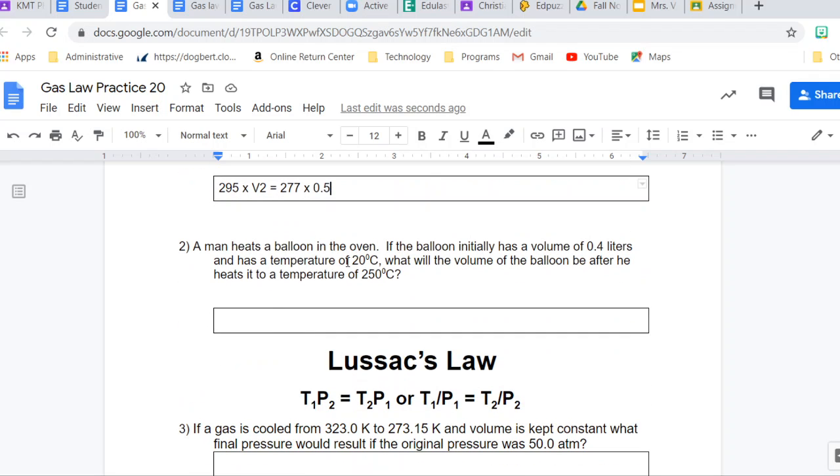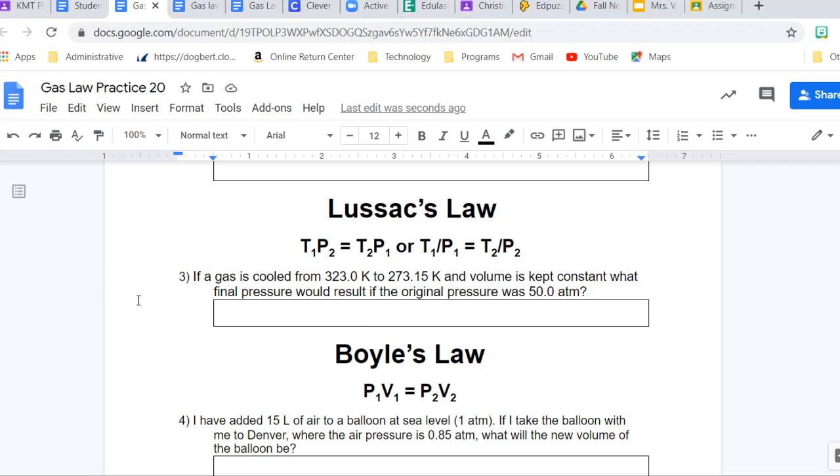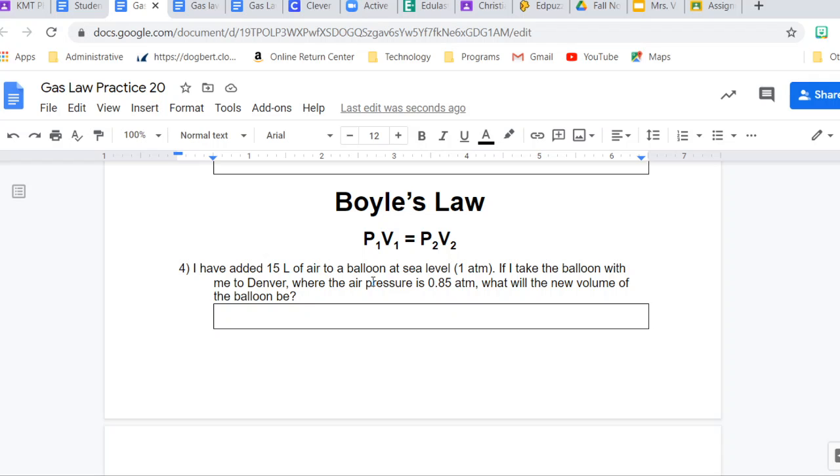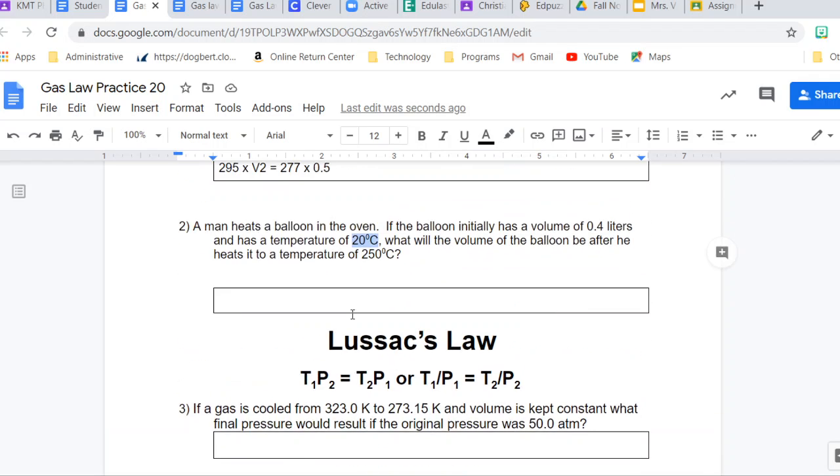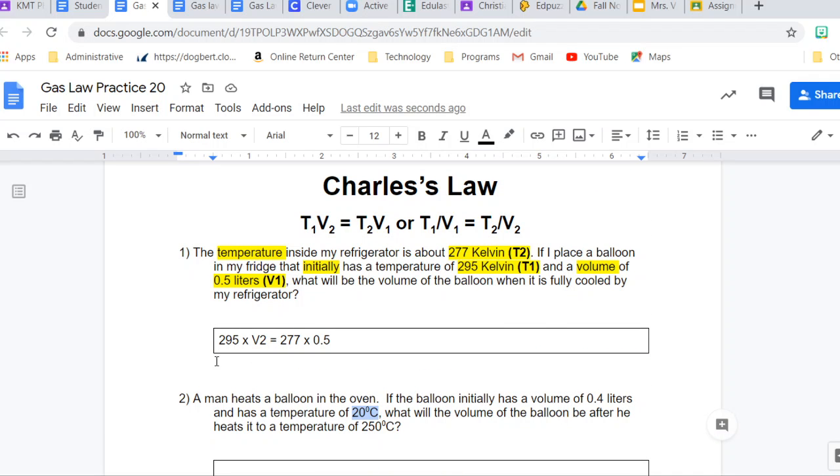The second one I want you to notice is in Celsius. You will have to convert these to Kelvin. Those are on your gas law notes before you put them into the equation. Then the second one, you have one for Charles's law. You can use either one. Highlight, plug them in, and Boyle's law. Please make sure you're typing it out like I have at least here so I see what your thinking is.